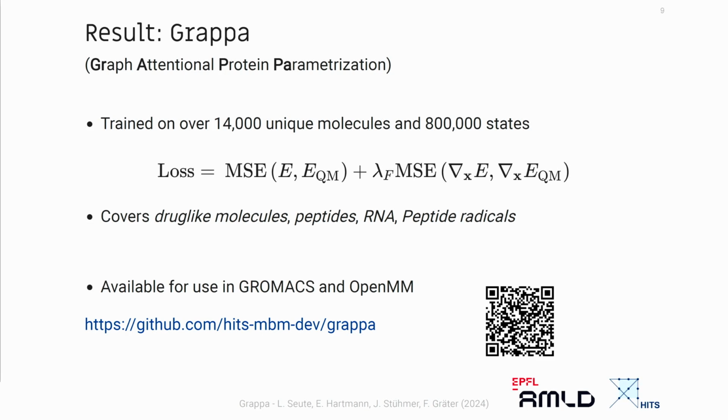We trained it on over 14,000 unique molecules and 800,000 states. With states, we mean QM energies and forces. So we predict MM parameters, then we have a differentiable implementation of the MM energy function, and then we can directly, end-to-end, learn energies and forces. And our data set, and thus also the force field, covers drug-like molecules, peptides, RNA, and peptide radicals, all in one consistent force field. And it's available for use in the popular MD engines, GROMACS and OpenMM.